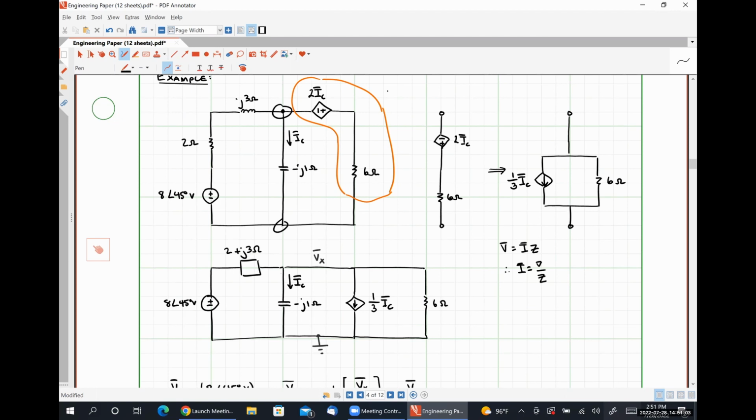Was that a reasonable example, including a dependent source, Sydney? No problem. Any other questions or anything?